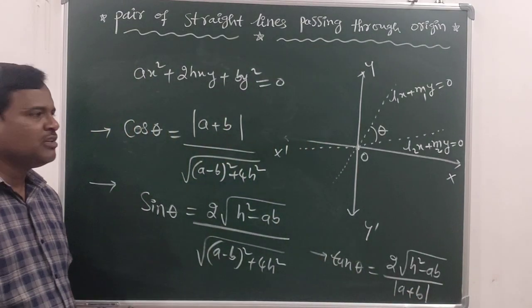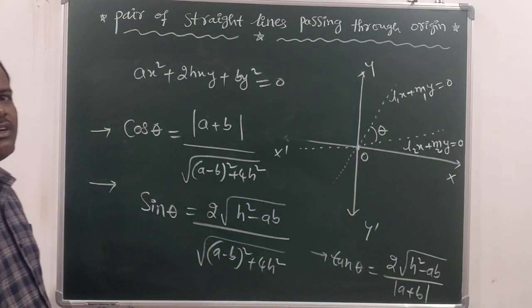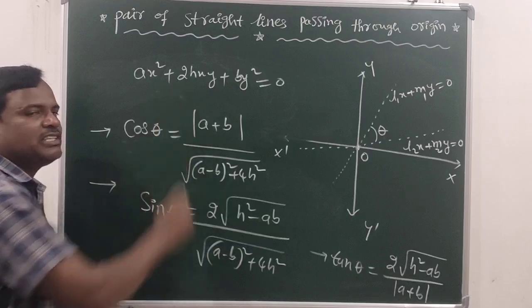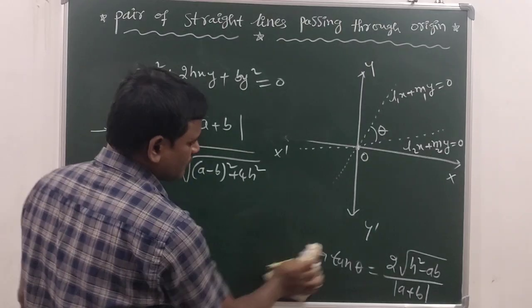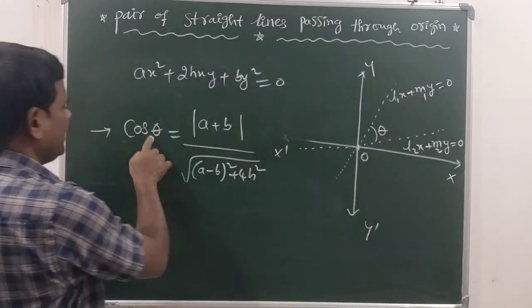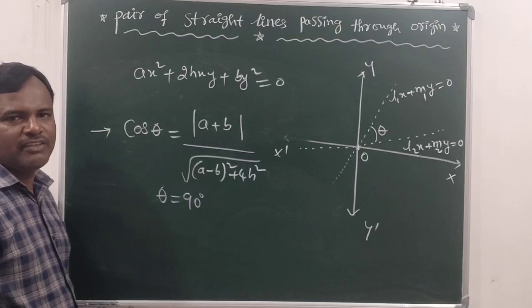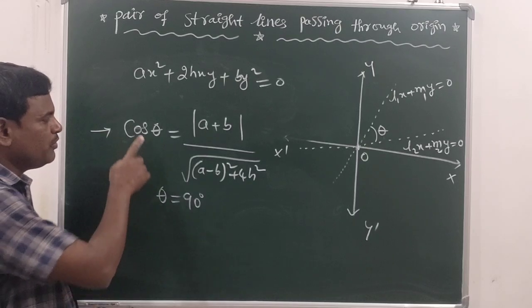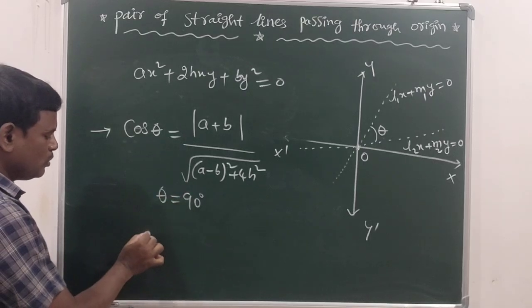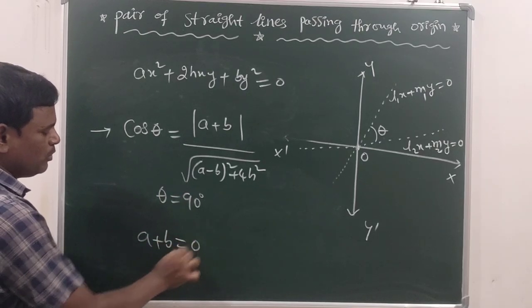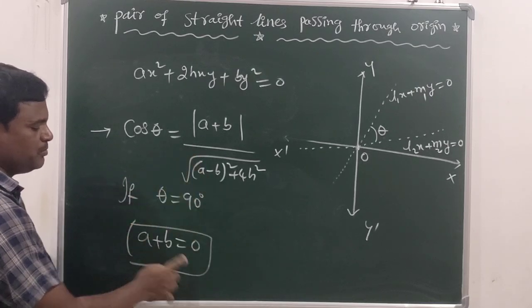Okay, students. Suppose the angle between the pair of lines which are represented by this is 90 degrees, in such case what do we do? Put theta is equal to 90 degrees. If you put theta 90 here, cos 90 becomes 0. So if it is 0, then bring it to the left side. 0 into something becomes 0, so that you will get a plus b equal to 0. If theta is 90, then a plus b equal to 0.